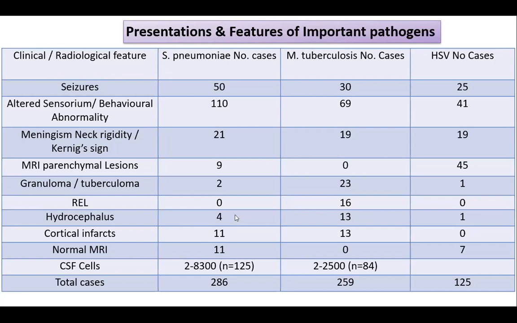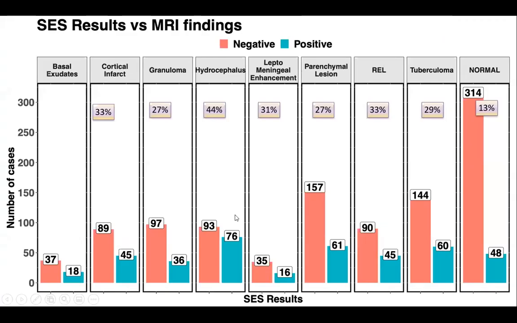Next slide. In the next slide, we actually probed what happens to various MRI findings when people come with various CNS infections and some encephalitis as well. We find that the positivity rate is anywhere from 13% in the case of normal MRIs, where in 13% of the cases we got some pathogens, while it goes up to 44% in hydrocephalus.